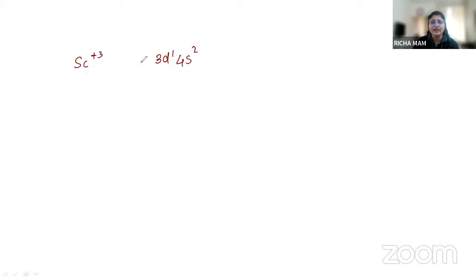4s2 is the electronic configuration. Now, when it undergoes plus 3, all these 3 electrons are lost, so it will be 3d0. So the number of unpaired electrons is 0. If you calculate the magnetic moment, mu equals square root of n into n plus 2, it will be 0. So the magnetic moment is 0.